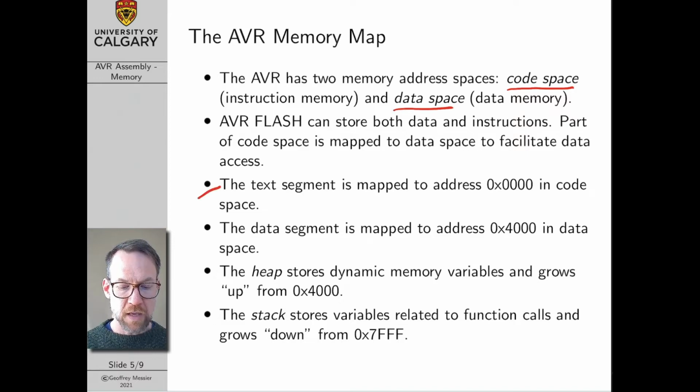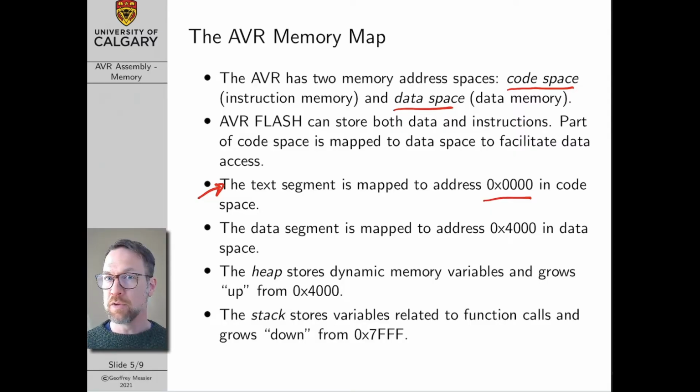The text segment of our assembly language program, so the commands in our text segment, are mapped into code space starting at address 0. The very first assembly language instruction that you write in your program won't be at address 0, because, as I said, there's a bit of boot code that gets copied in by the assembler to help the chip start up.